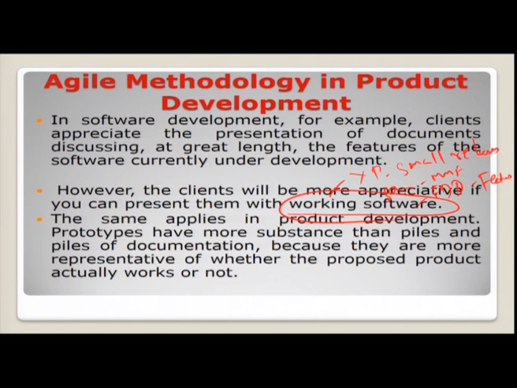Prototypes have more substance than piles and piles of documentation, because as far as agile development is concerned, they do not deny documentation. They do agree that documentation is mandatory, but when you can have a working model, it speaks more than the documentation. That is the reason the prototype has more substance than the documentation, because it is more representative of whether the proposed product actually works or not.